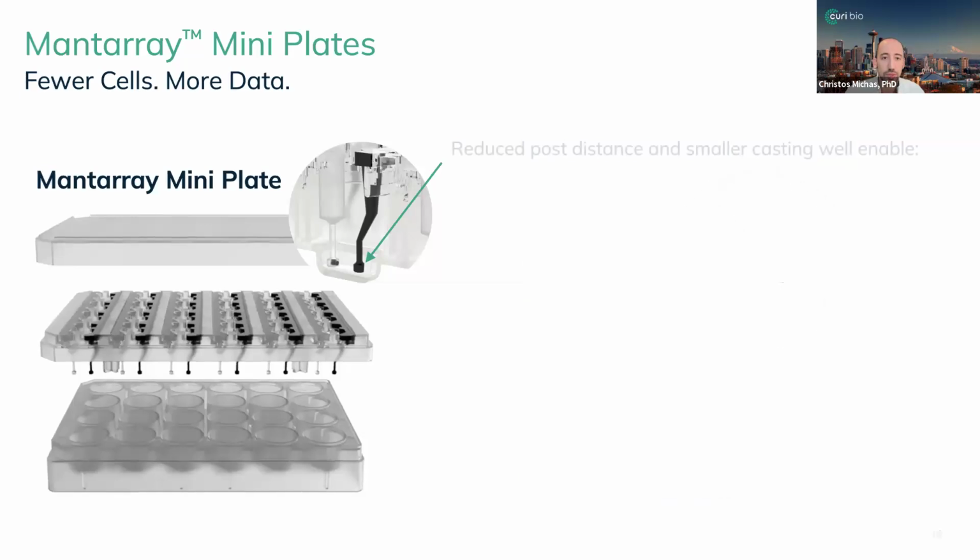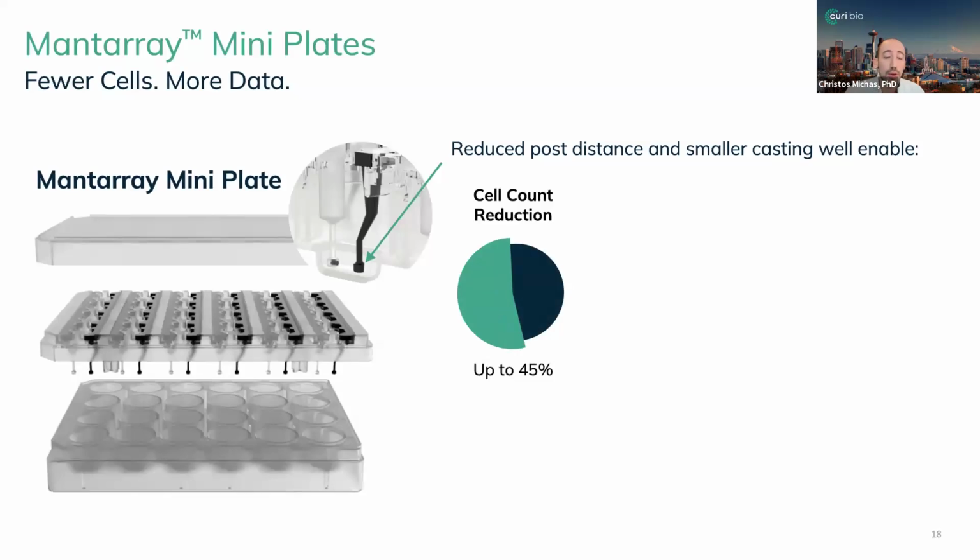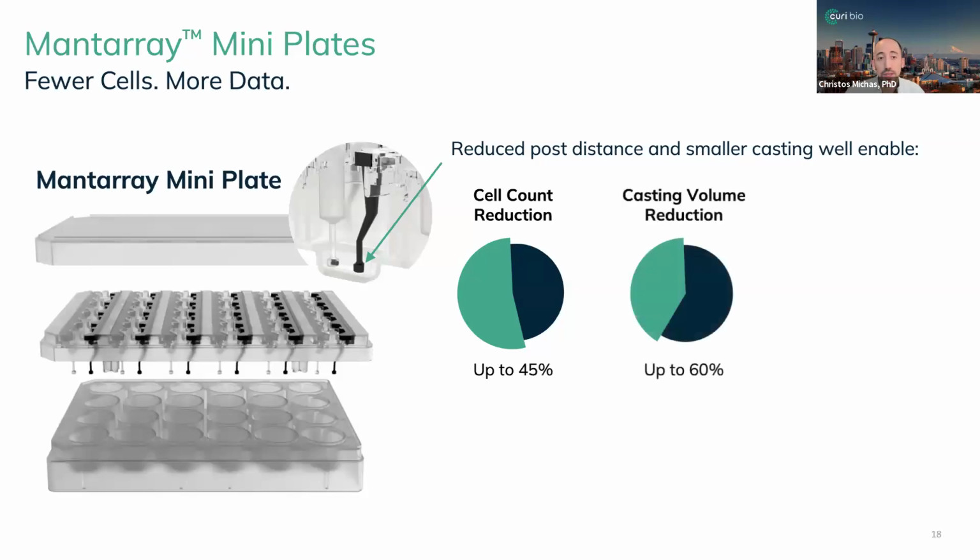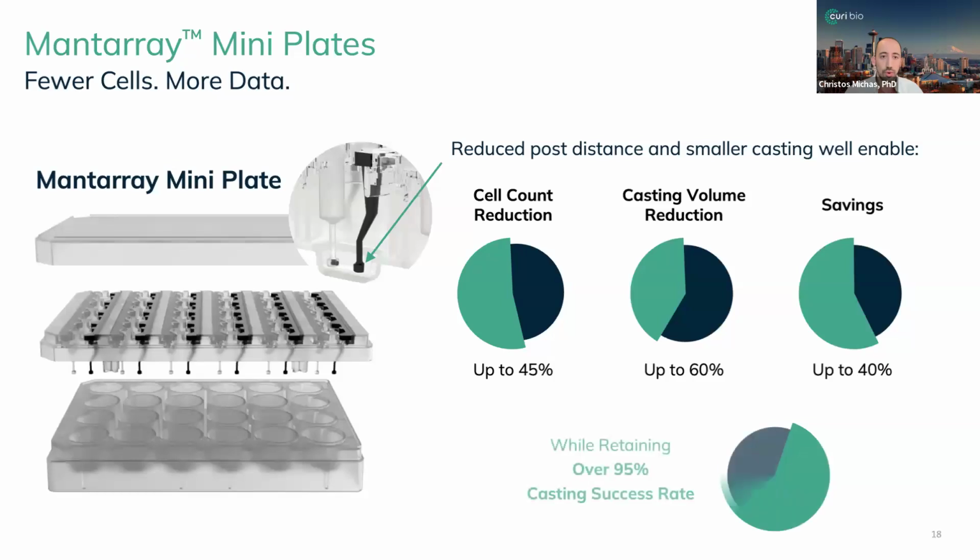And thanks to the small size, you gain access to several benefits, including up to 45% reduction of the cell count, 60% reduction of the casting volume, and 40% savings. And note that for the experiment that I described to you previously, 40% means approximately $2,000 per plate. And all of these benefits come while retaining the over 95% casting success rate.